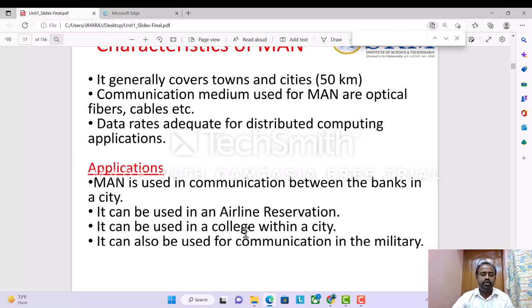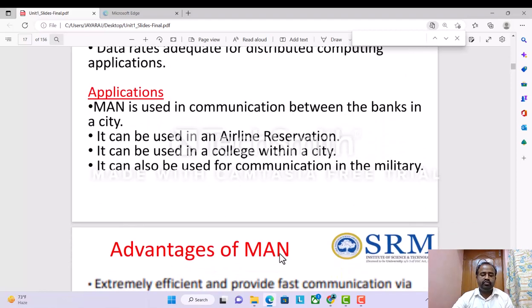Then it can be used in a college or within a city. For example, we can take our SRM Institute. We have a net ID and password to access the communication. Once we have entered, we are connected to the server and we can access the features and information. Then it can be used for communication in the military for sharing information.